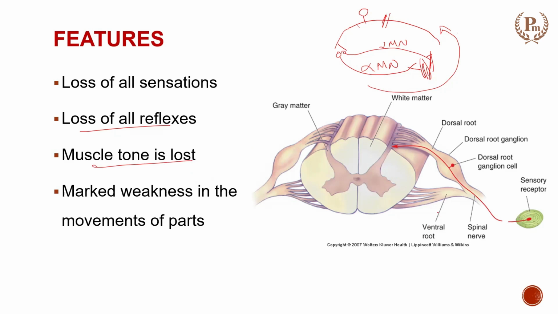On the same side, there will be lower motor neuron type of lesions, given that there is a lesion in the reflex pathway. Not that your anterior horn cell is involved, but the reflex pathway is involved. The sensory fibers are damaged, or the center through which they are passing, the horn cell of the spinal cord, that is damaged. Hence, there will be marked weakness in the movements of the parts of the muscles which are innervated by alpha motor or the gamma motor neurons of that level.